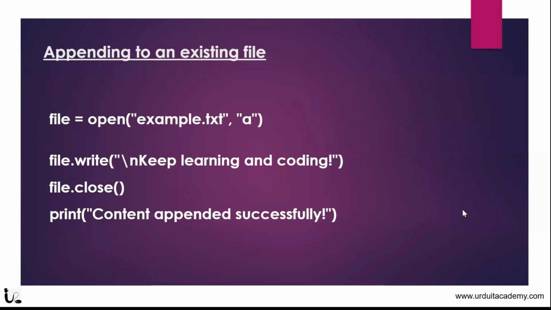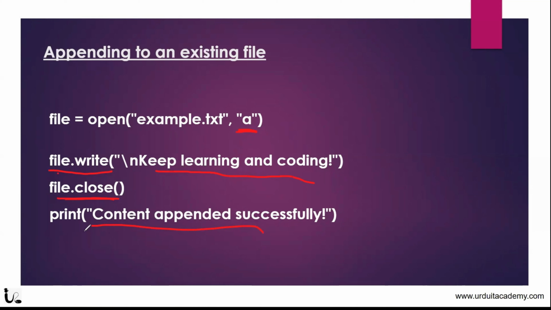Now the next one is appending to an existing file. If you already have a file with the name example and you need to add to it, you don't have to erase the previous data. You just want to append new data. Then you can open the file with the mode A. Same thing, file equal to open, inside the bracket file name, comma A. Once you have opened it in append mode, you can just use the write function, file.write, something like that. You can write, keep learning and coding. After that, you need to close it. Then I'm printing content appended successfully.